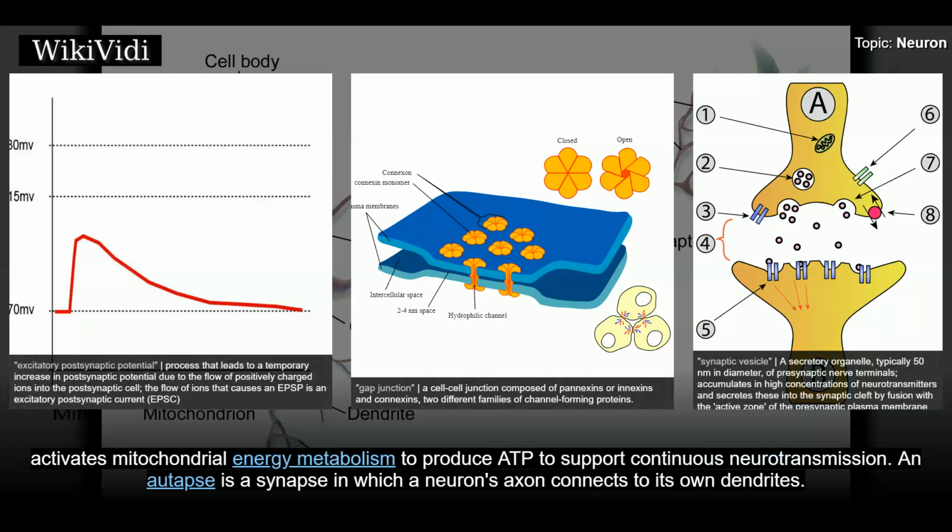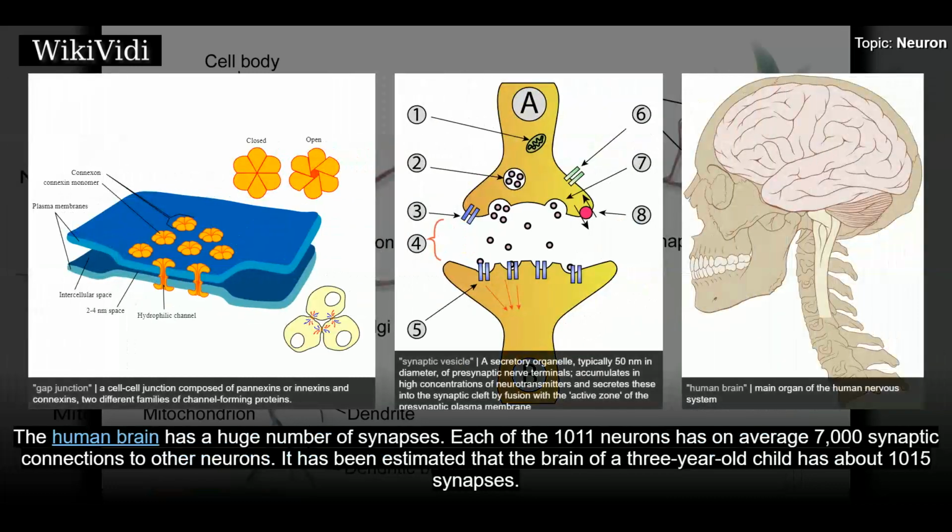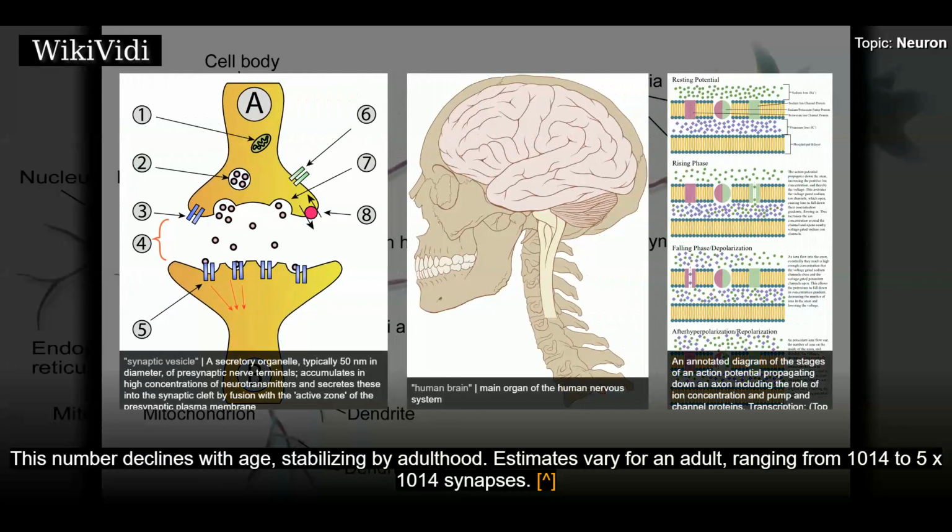An autapse is a synapse in which a neuron's axon connects to its own dendrites. The human brain has a huge number of synapses. Each of the 10^11 neurons has on average 7,000 synaptic connections to other neurons. It has been estimated that the brain of a 3-year-old child has about 10^15 synapses. This number declines with age, stabilizing by adulthood. Estimates vary for an adult, ranging from 10^14 to 5 x 10^14 synapses.